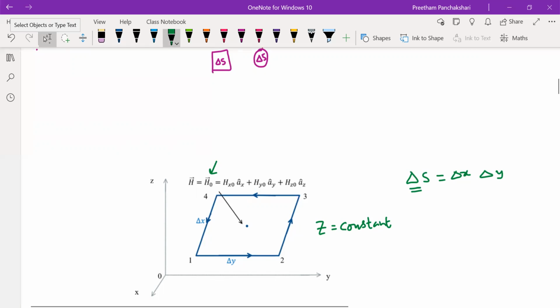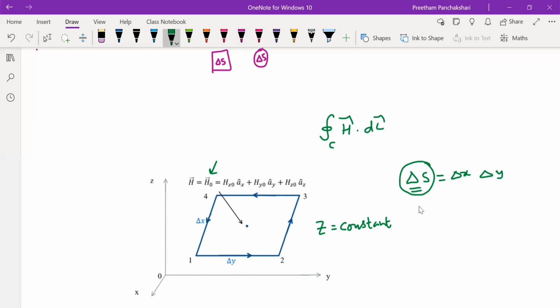In the end, what we do here is first evaluate H dot dl by choosing one path at a time. That means from 1 to 2 we choose the path, then evaluate this integral, then from 2 to 3, 3 to 4, 4 to 1. Then finally we add all the equations to get the final relation. And later after that, we apply the limit to shrink this surface delta S to 0.